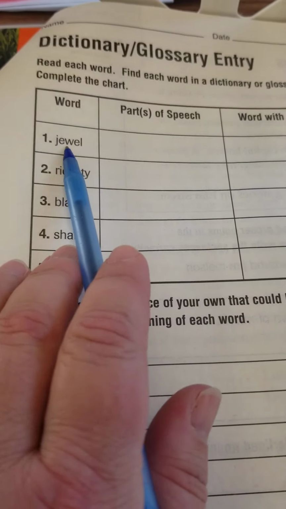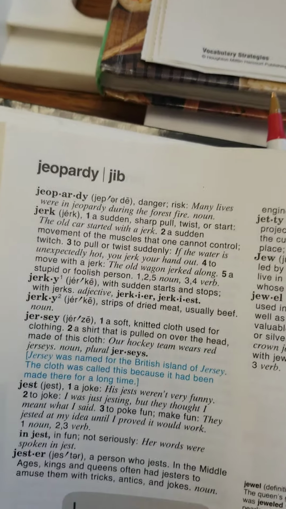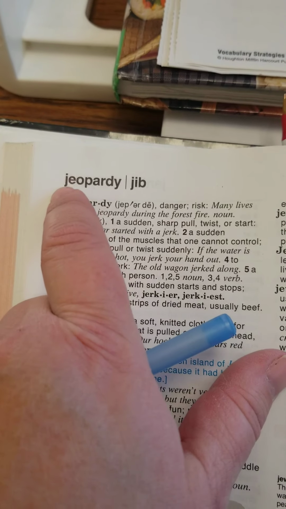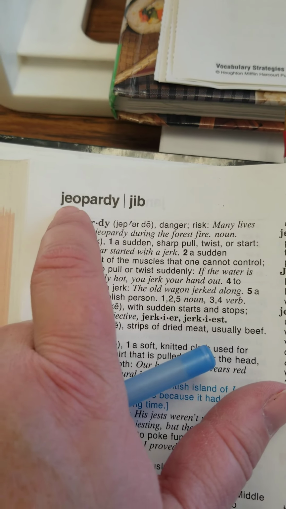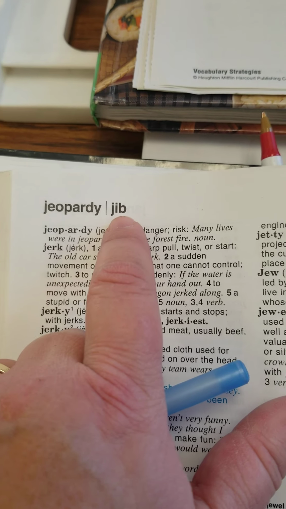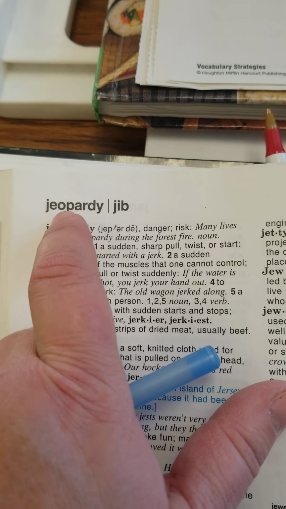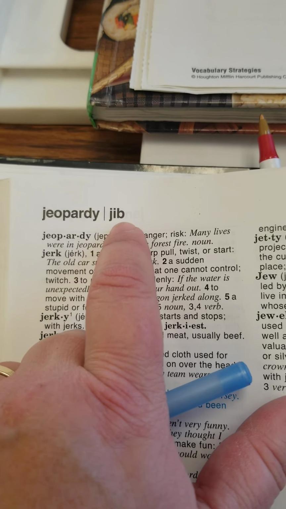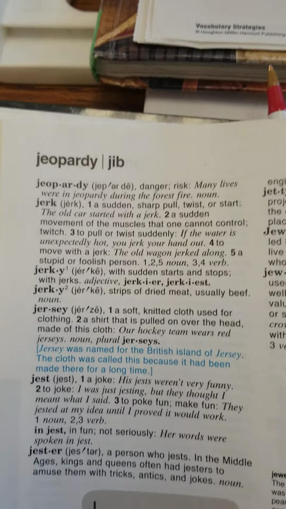So the first word they want us to look up is the word jewel. So of course, in my dictionary, I'm going to the J section. Now we've talked a little bit about guide words and how to find a word quickly. This word, Jeopardy, happens to be the first word on this page, and jib is the last word. And I know that jewel, J-E-W, would come after Jeopardy, but before jib in ABC order, which we have worked on. So I know I'm going to find jewel on this page.